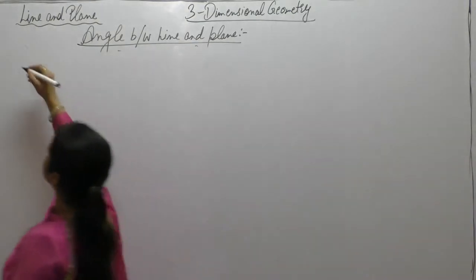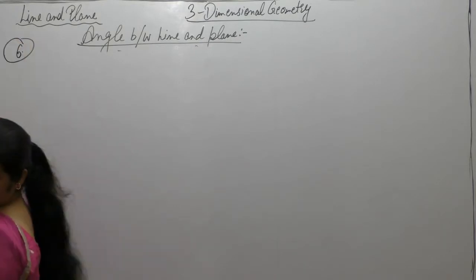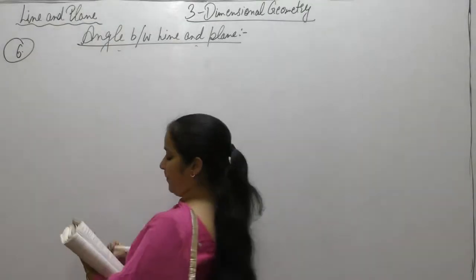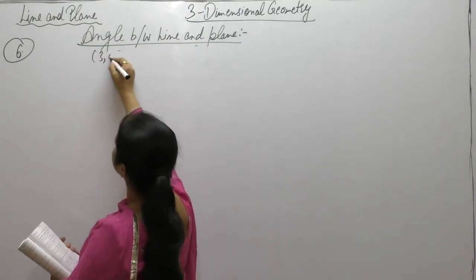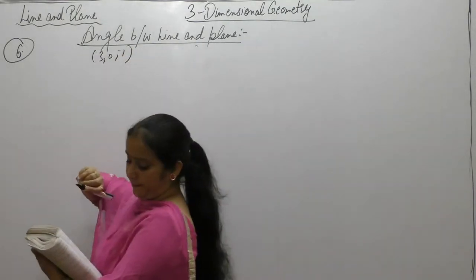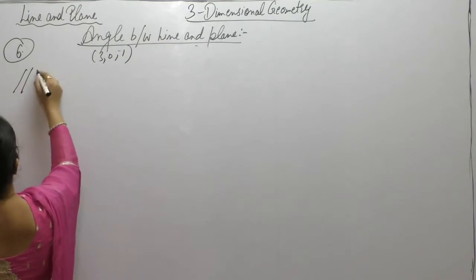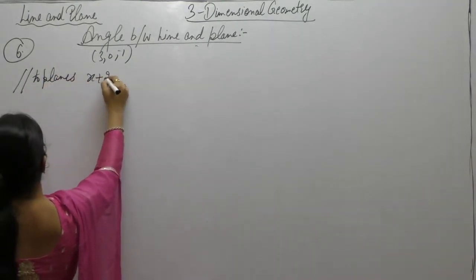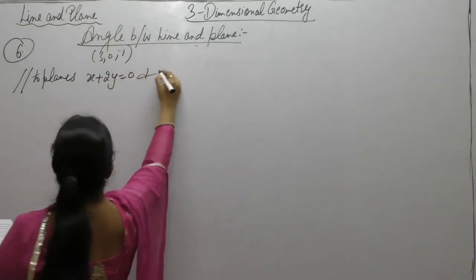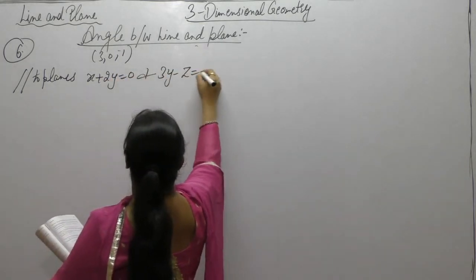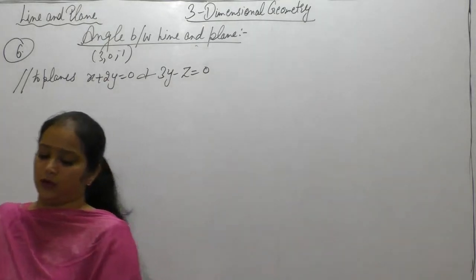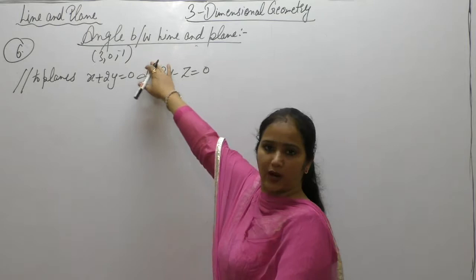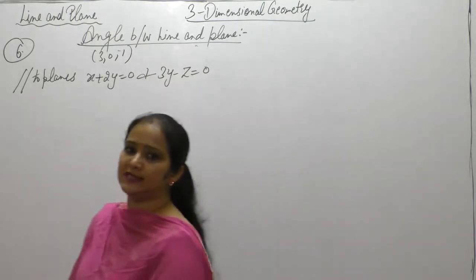Now the next one, find the equation of line passing through (3, 0, 1) and parallel to the planes x plus 2y equals to 0 and 3y minus z equals to 0. Now we want to find the equation of line which passes through this point and parallel to these planes.